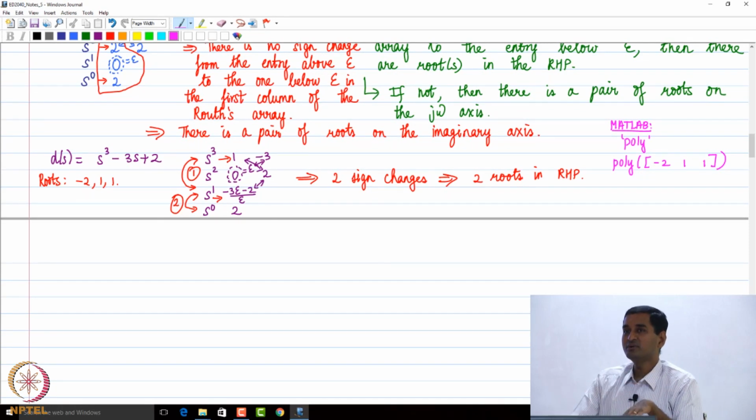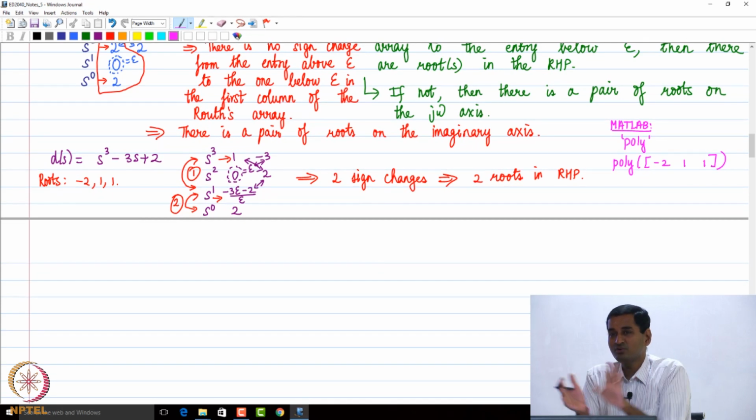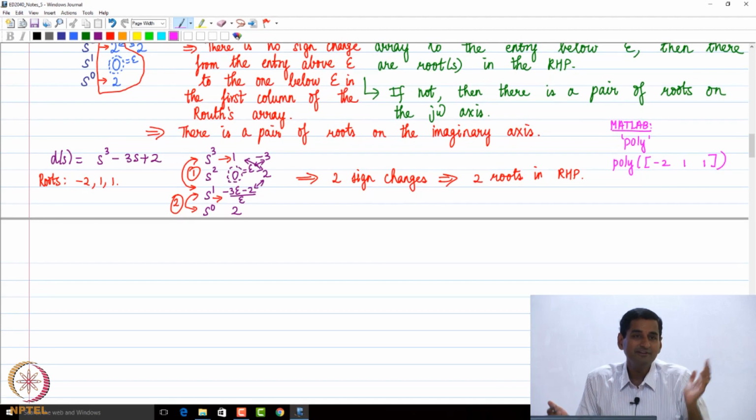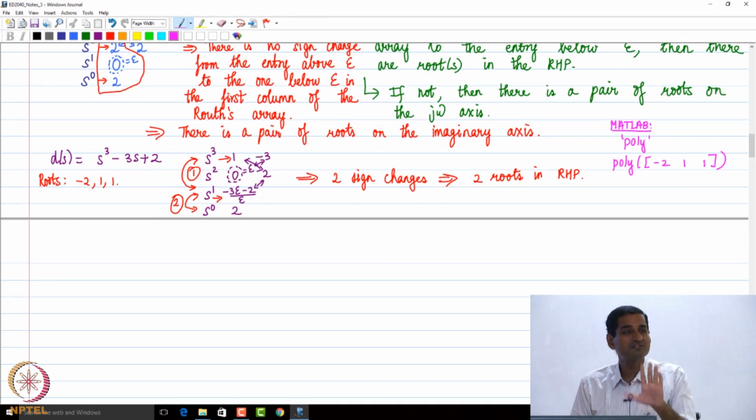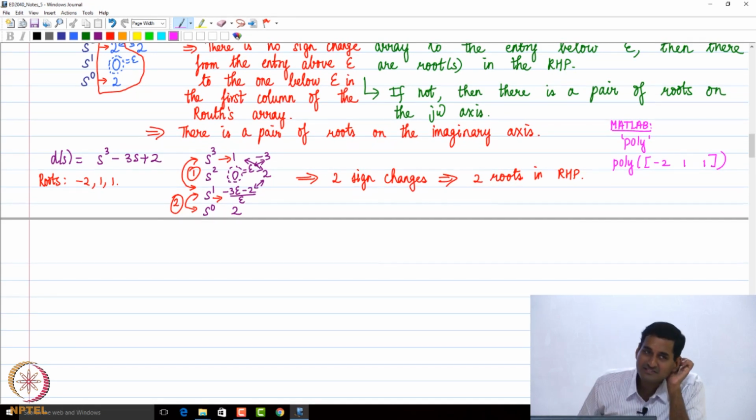So if you give this polynomial to me as the denominator polynomial of a transfer function, just by observation I will say that the system is unstable. I don't even need to construct the Routh's array, because I can see that the necessary condition is violated. That is, all coefficients must be non-zero and of the same sign. But our task here is to just construct the Routh's array and learn. So that is the idea.